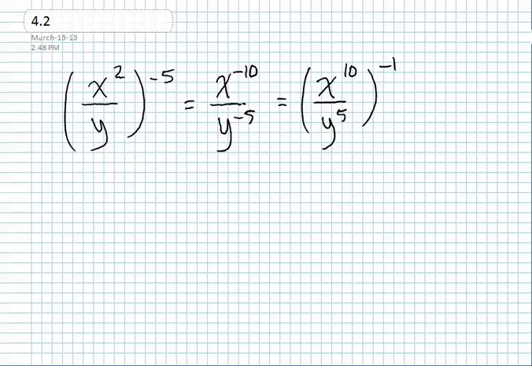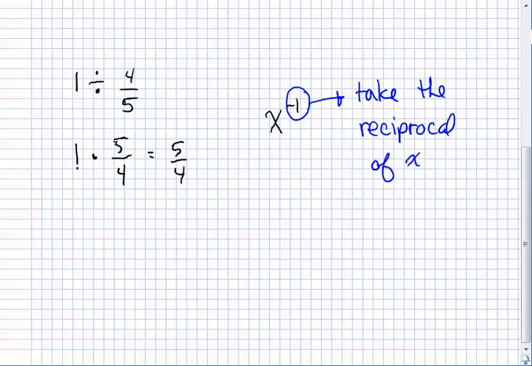Now, with fractions, that's a little different. Let's just look at a different example for a second here. So if you're dividing by a fraction, like 1 over a fraction, remember that dividing by a fraction is the same as multiplying by the reciprocal. And so the answer you would get here would just be 5 over 4. And that's all we're doing. We're always just taking the reciprocal. So the negative 1 exponent doesn't just mean 1 over it. It just means take the reciprocal.